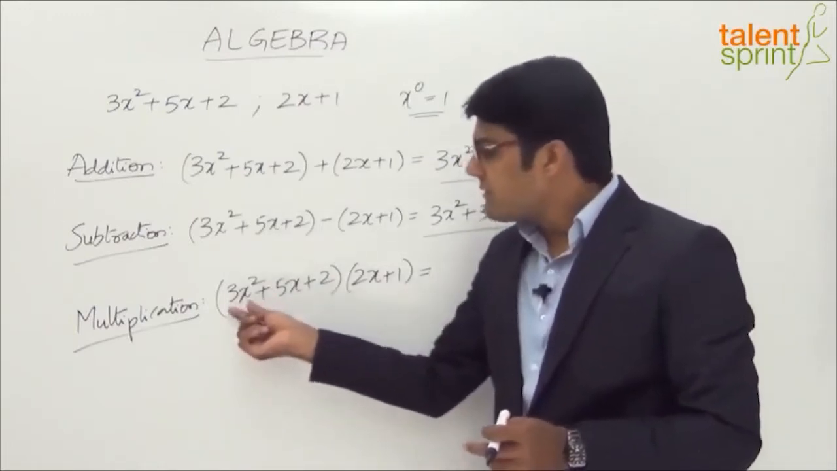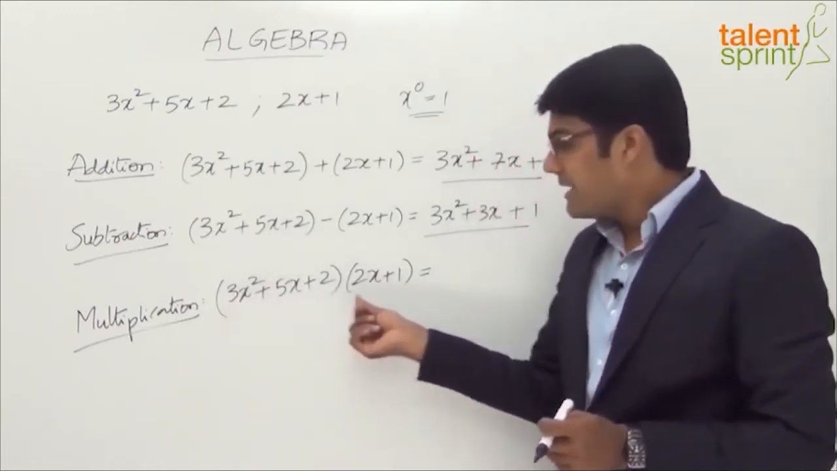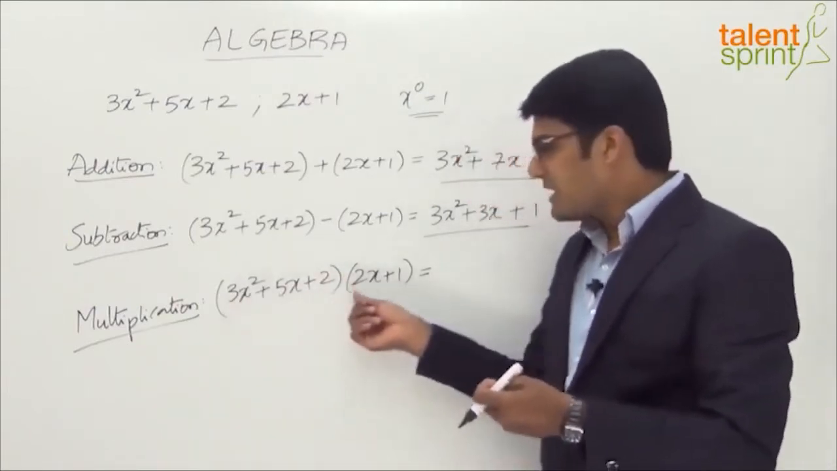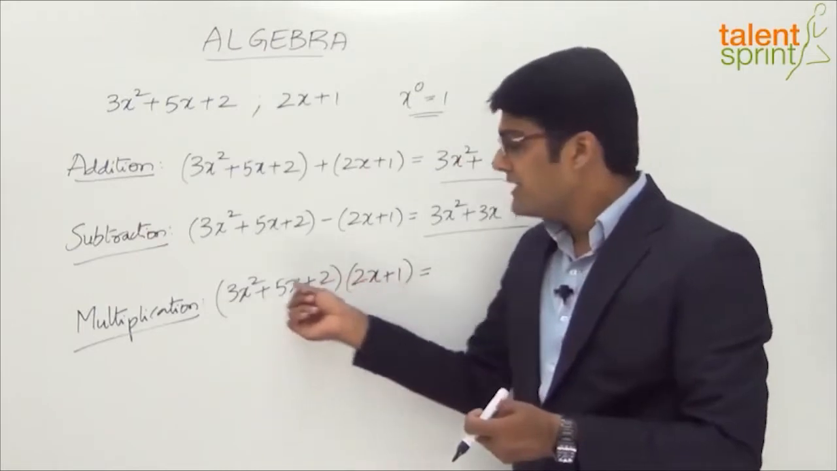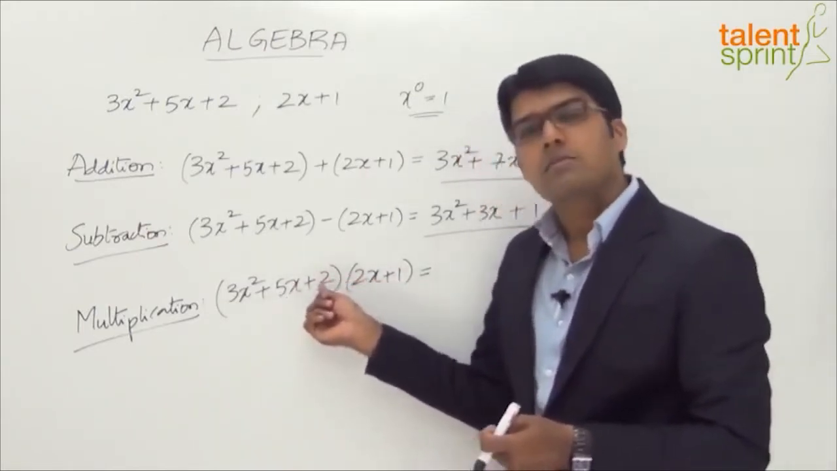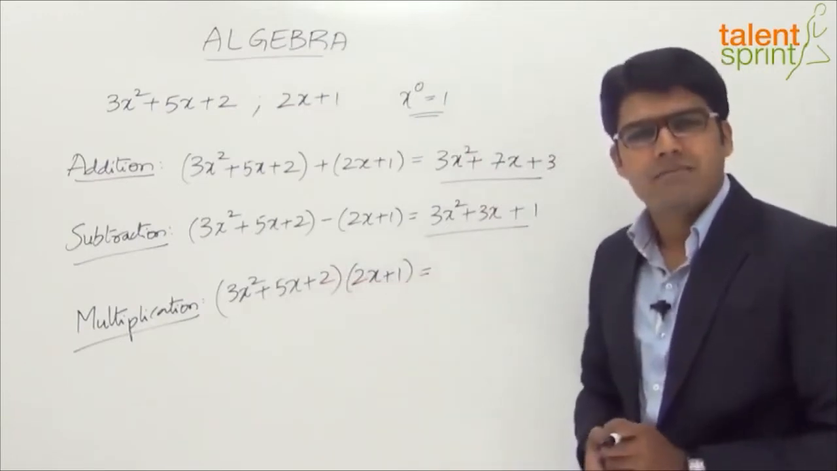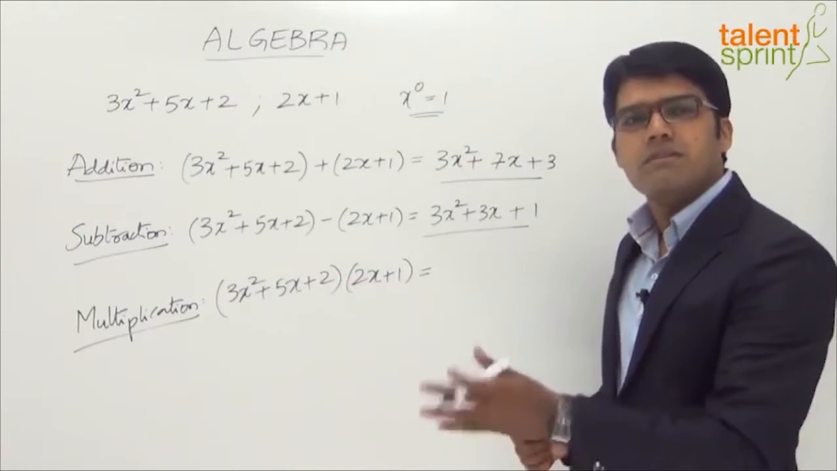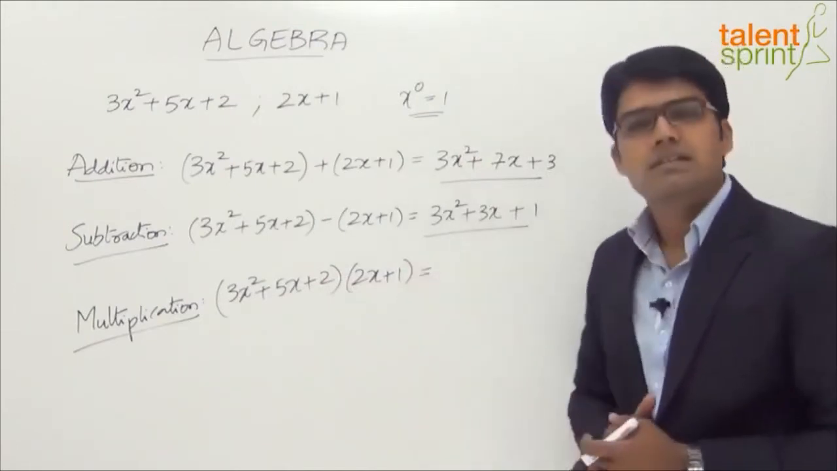So each term of the first polynomial gets multiplied with each term of the second polynomial. The first term gets multiplied with the two terms in the second polynomial, then the second term gets multiplied with the two terms of the second polynomial, and then the third term of the first polynomial gets multiplied with the two terms of the second polynomial. So just multiply each term of the first polynomial with each term of the second one.